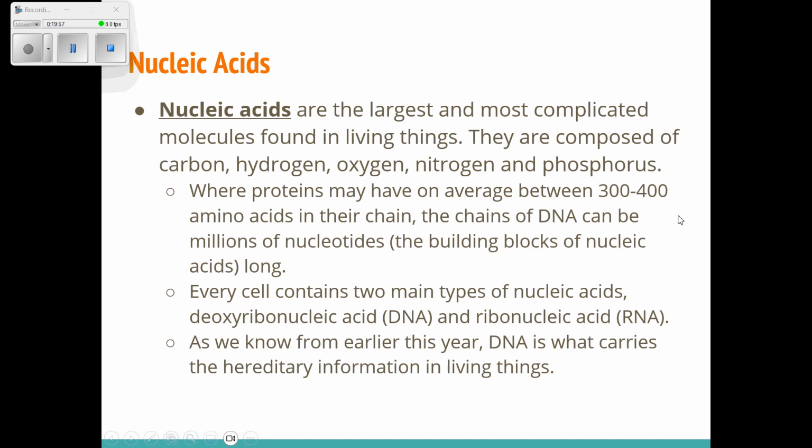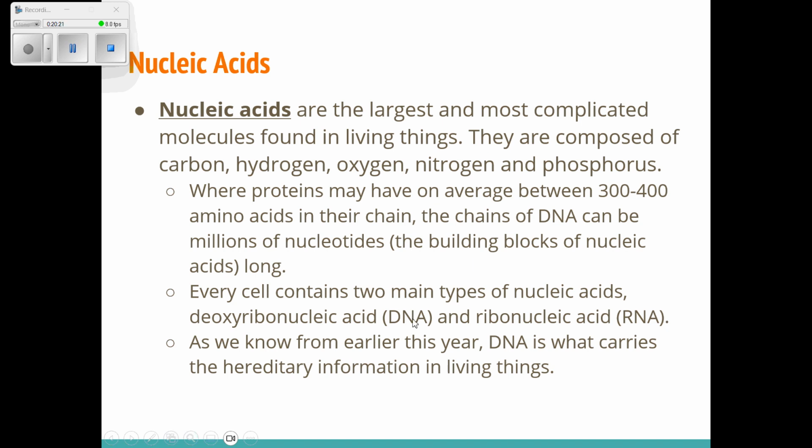Nucleic acids are the largest and most complicated molecule found in living things. They are composed of carbon, hydrogen, oxygen, nitrogen, and phosphorus. Where proteins may have an average of 300 to 400 amino acids in their chain, the chain of DNA can be millions of nucleotides long, the building blocks of nucleic acids.